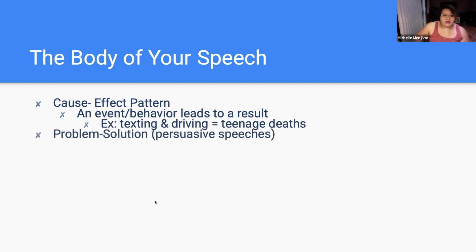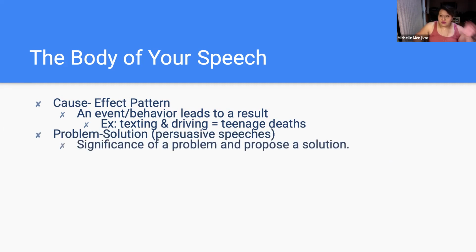The next one is called the problem solution pattern, and this is the one that we often use for persuasive speeches, just because it helps with the organization. For this one, you describe the problem, then you talk about the causes that led to the problem, and then you offer a solution on how to solve the problem. Again, problem solution is specifically saved for persuasive speeches just because the format helps us organize your persuasive speech.